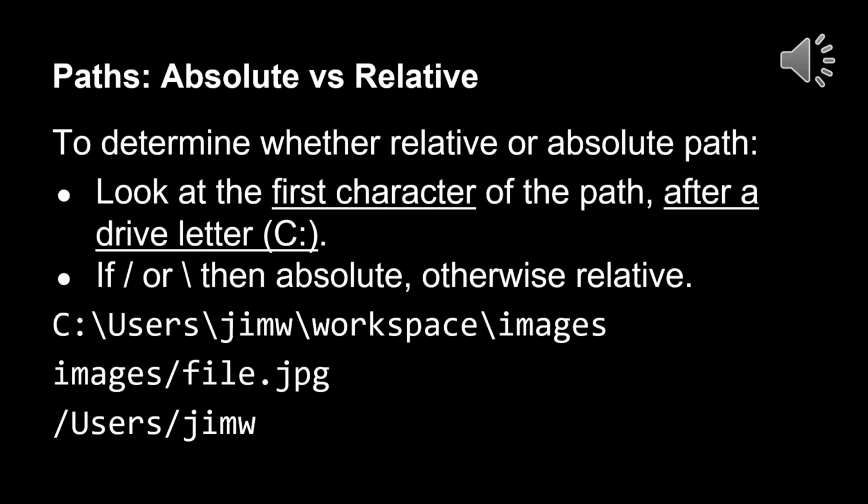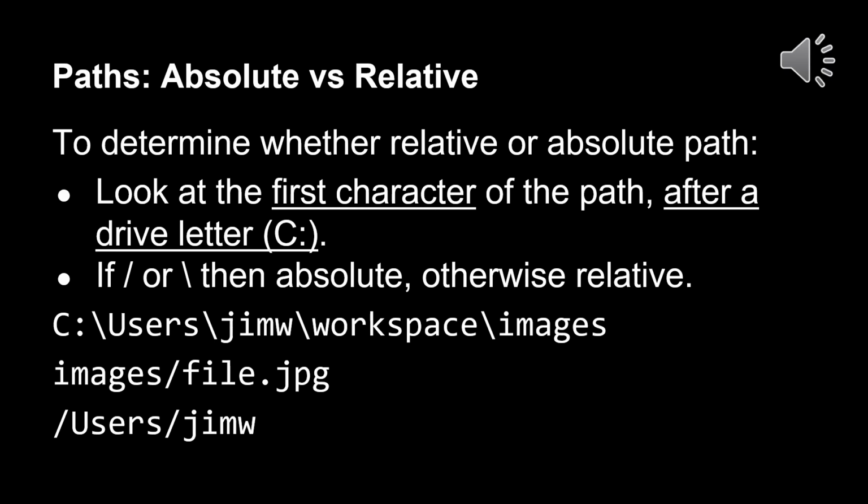When looking at a path, you can detect if it's absolute or relative by looking at the first character, ignoring any drive letters. Okay. So looking at these three examples at the bottom, C:, that's the way a drive is specified on a Windows system. And so after the C:, the first character is a \. That means the root directory. So C:\users\GimW\workspace\images is an absolute path.